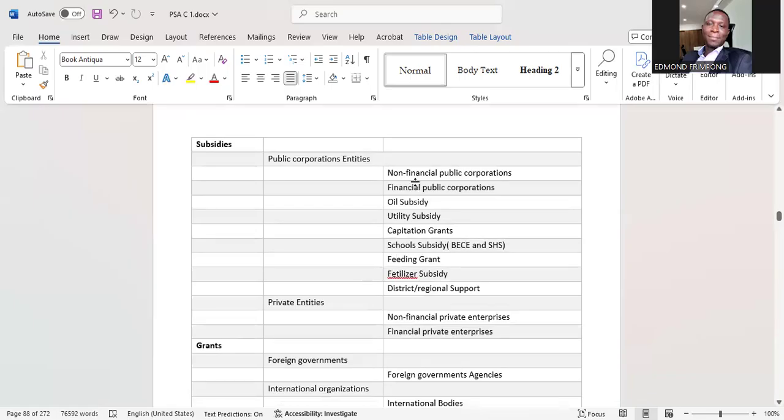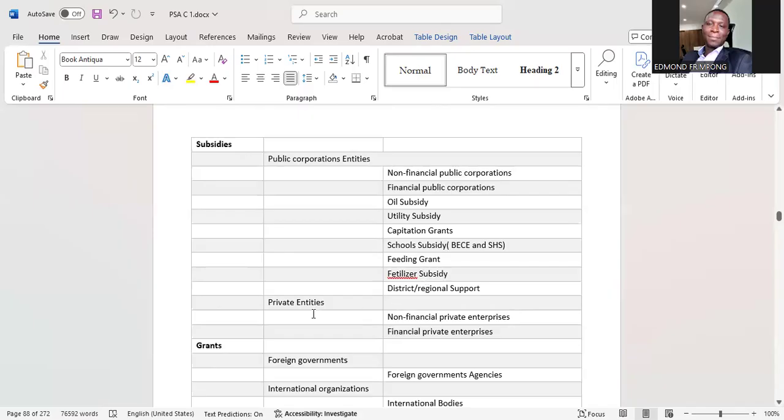So government subsidy for non-financial public operations, financial public operations, oil subsidy, utility subsidy, yes, the water, the ECG, government subsidy on them, capitation grant, school feeding program or subsidy, school subsidy, free SHS, BECE and SHS. Now it is even free. Feeding grant, fertilizer subsidy, those days, Planting for Food and Jobs. So the farmers will get subsidy in order to plant and grow more.